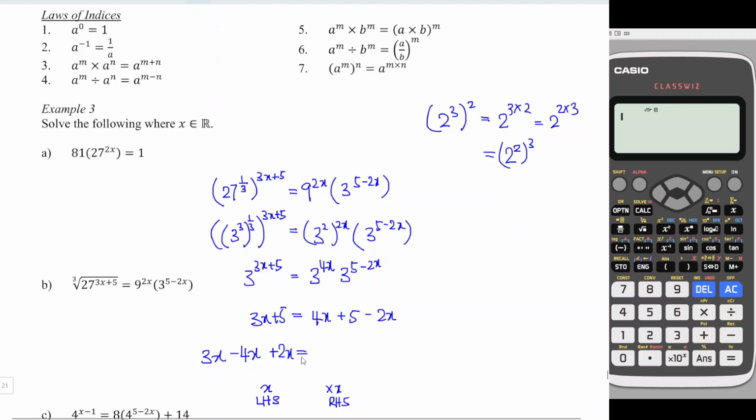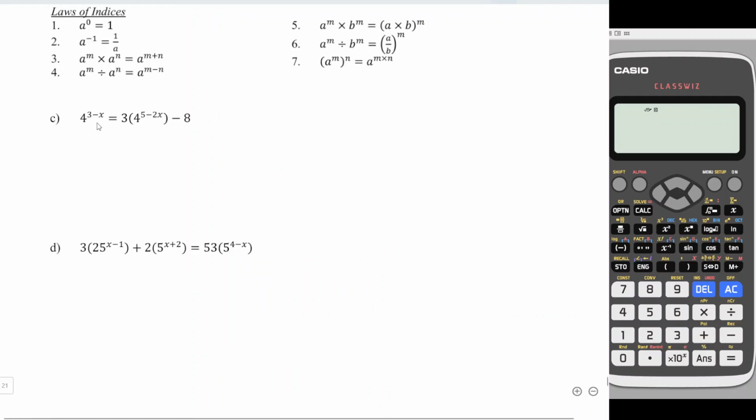This one remains on the right-hand side since it is without x. So 5. This one is without x as well, so we have to move it to the right-hand side. Positive moved over becomes negative, which means that we have 5 minus 5 is equal to 0. So 3 minus 4 plus 2, we obtain 1. So 1x is equal to 0, which means that x is equal to 0, and we are done.